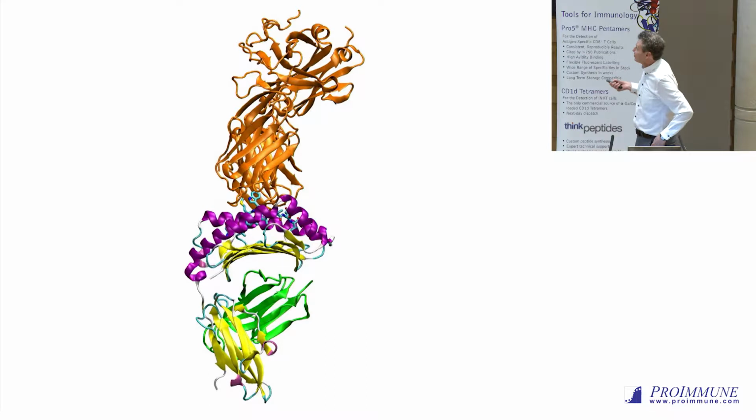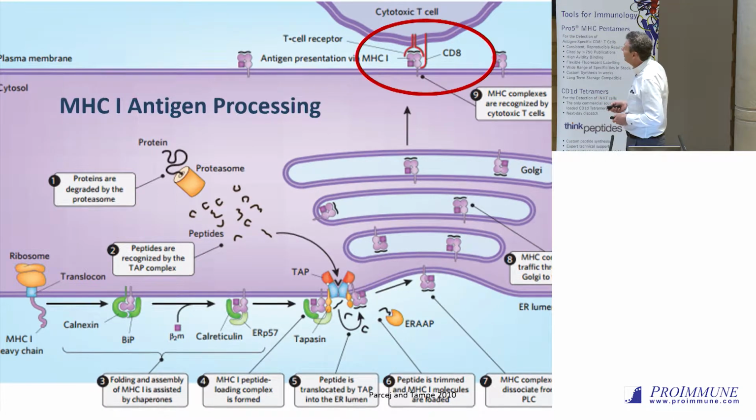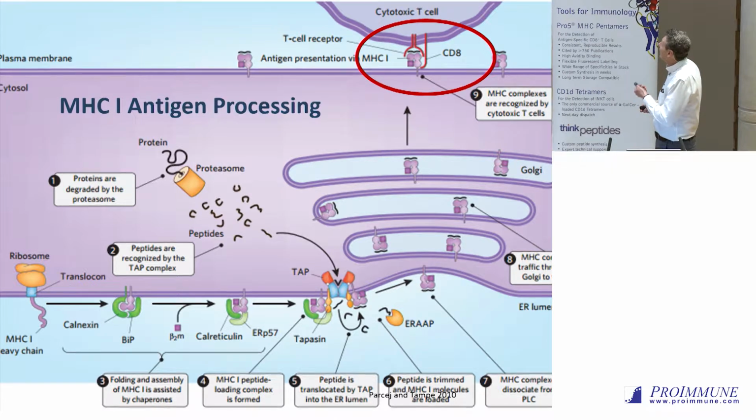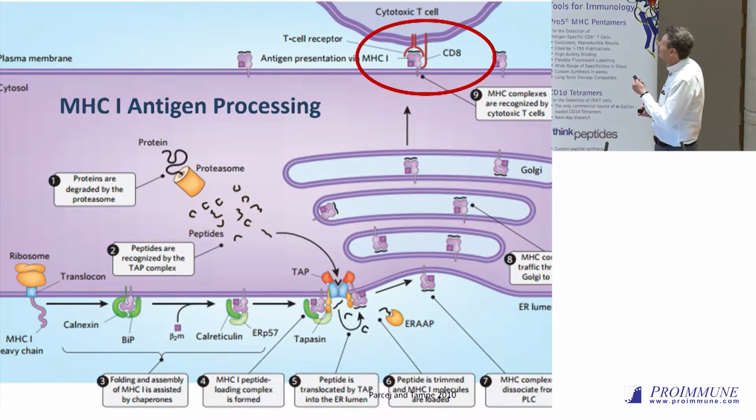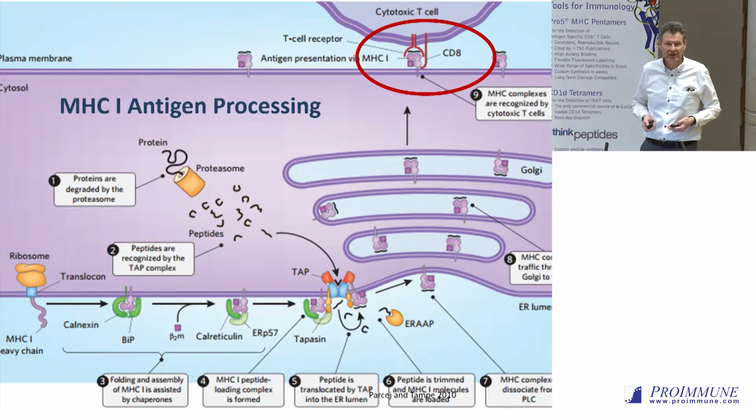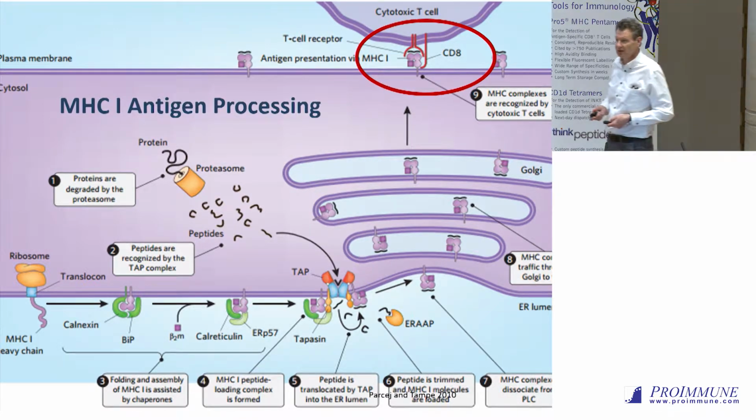An MHC class 1 molecule presenting a short antigenic peptide to a T cell receptor. And this is the function of MHC class 1 that we're all used to thinking about. But of course, the MHC class 1 molecule at the cell surface here represents just the end point of a long and complex journey of newly synthesized MHC class 1 molecules.